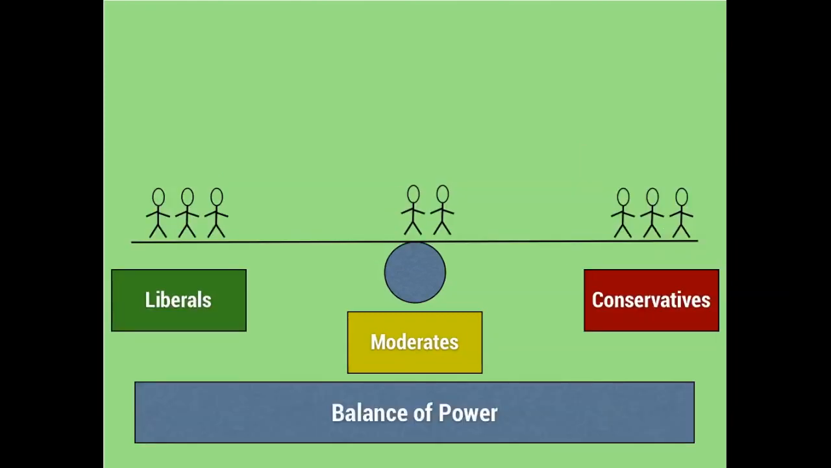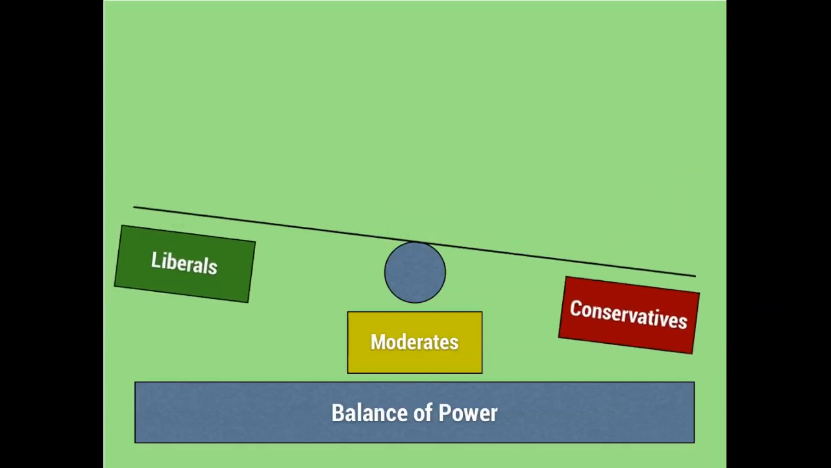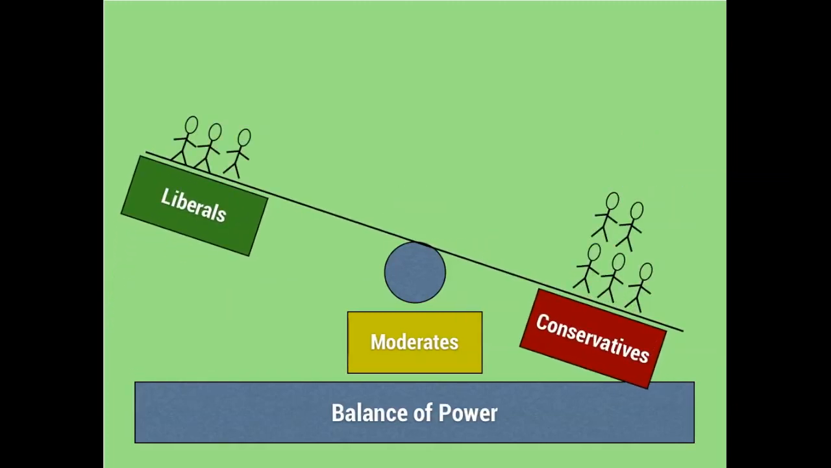However, let's say that some of these same groups of moderates instead decide to become conservatives. Now the balance of power is shifted towards the conservatives. When the balance of power shifts towards the conservatives, revolutions tend to happen more slowly.